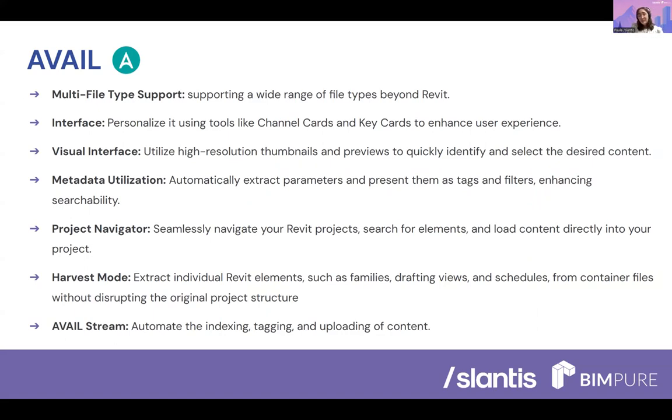I really like the interface, because you can have those channel cards I showed you before, and inside of that you can organize everything into key cards. The visual interface is really good too. It has thumbnails. It is really good too in Kinship and in Pyrrhos and in Content Catalog as well. So the thumbnails are a big part of that, as I said before. It uses metadata, so it automatically extracts parameters and presents them as tags and filters. This is a thing that Avail does automatically.